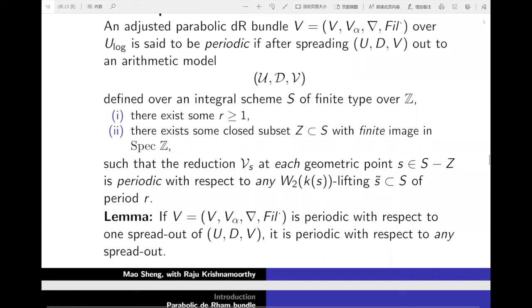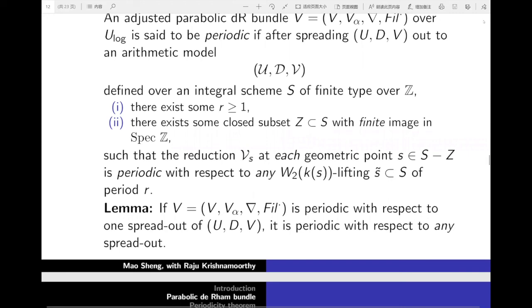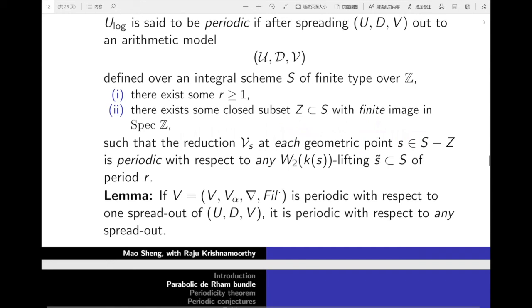So here's a condition. Let me emphasize once again. You need some R, which is a fixed positive integer, and you have some bad locus Z, which is a finite image in the Spec Z. And you need the reduction at each geometric closed point on this complement to be periodic of period R with respect to any lifting. So this is a characteristic p condition, which I'll explain later. An immediate explanation is that this notion is independent of which spread out you take.